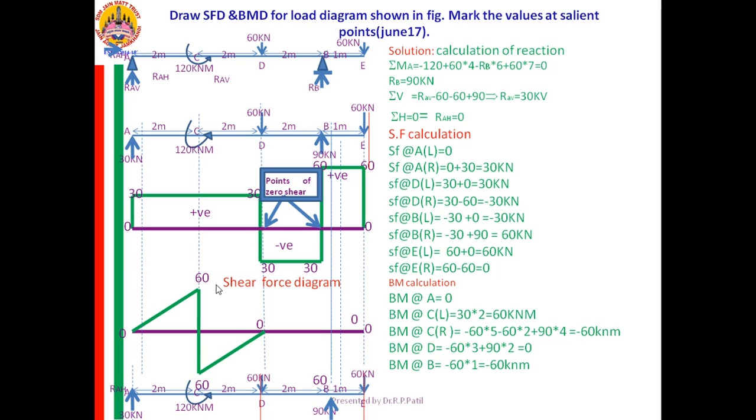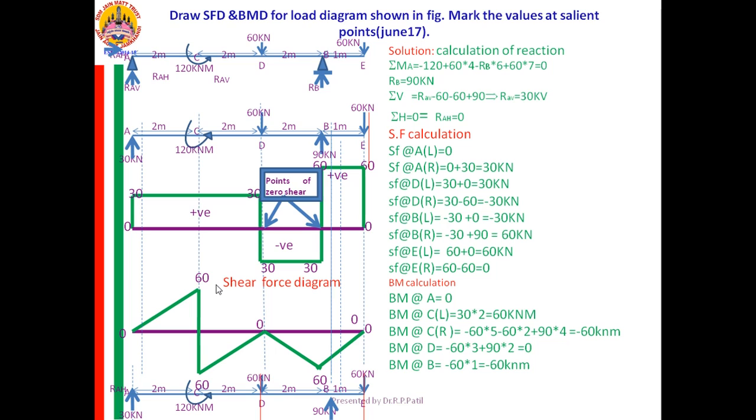Then from D you are going to B. What is the BM at B? Minus 60. 0 and minus 60 are to be joined. How to join it? Again, it is parallel in the SF line, therefore it is inclined in the BM line. From there, I need to go to the end E. That is, BM at E is equal to 0. Join it by means of an inclined line, because here it is a parallel line.